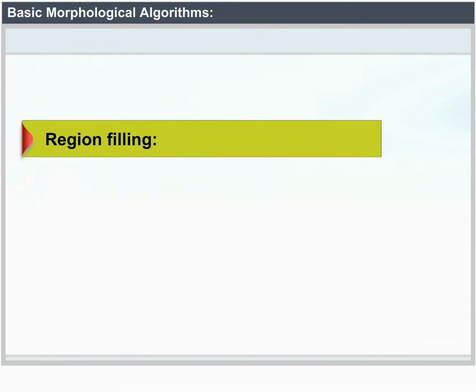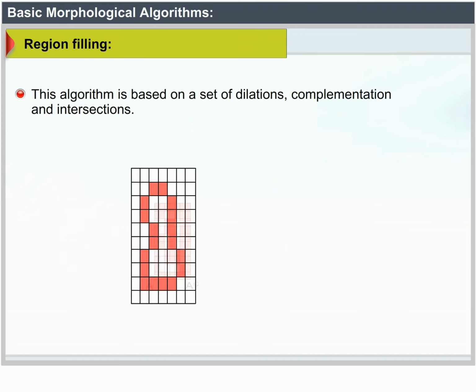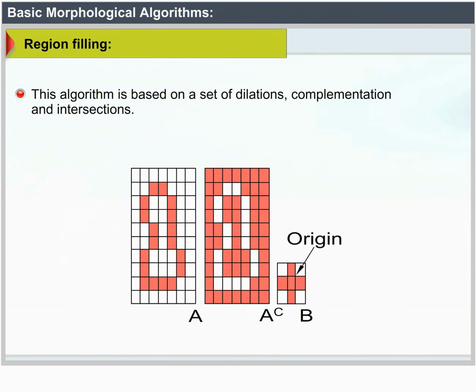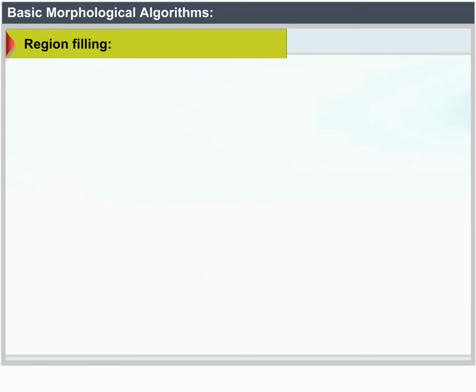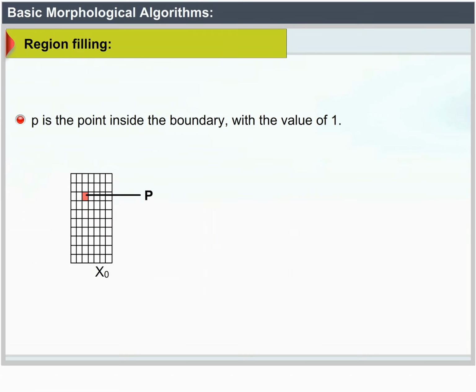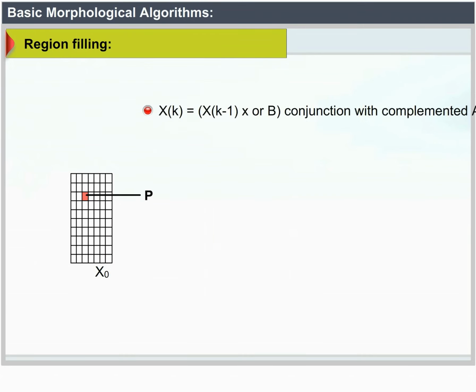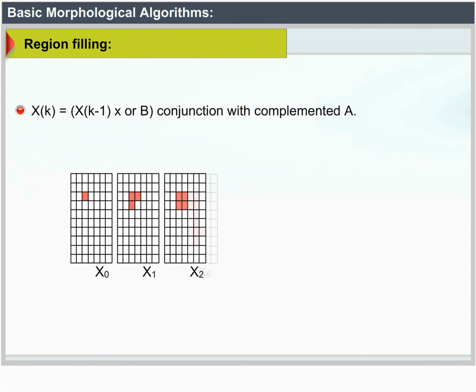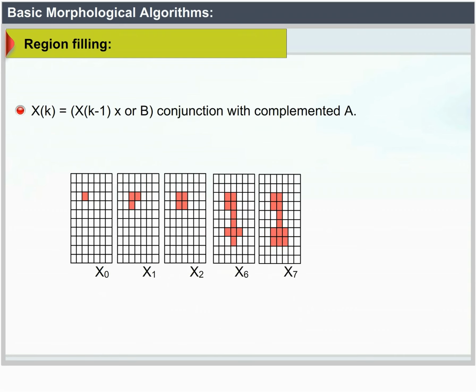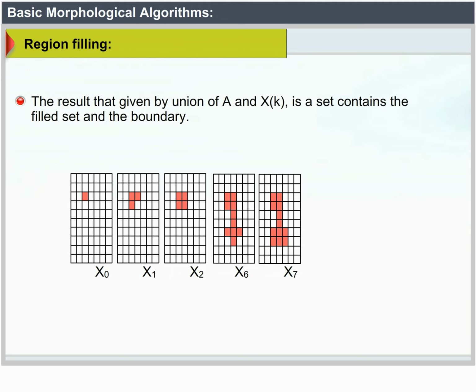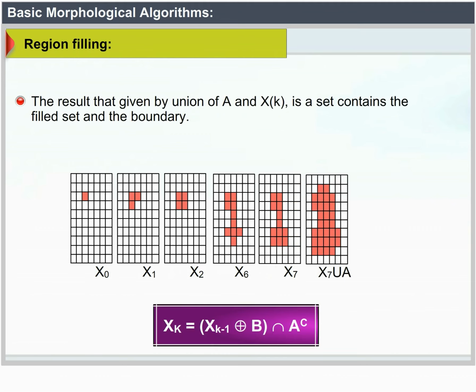Region filling. This algorithm is based on a set of dilations, complementation and intersections. P is a point inside the boundary with the value of 1. xk equals xk minus 1 dilated by B, in conjunction with the complemented A. The process stops when xk equals xk minus 1. The result given by the union of A and xk is a set that contains the fill set and the boundary.